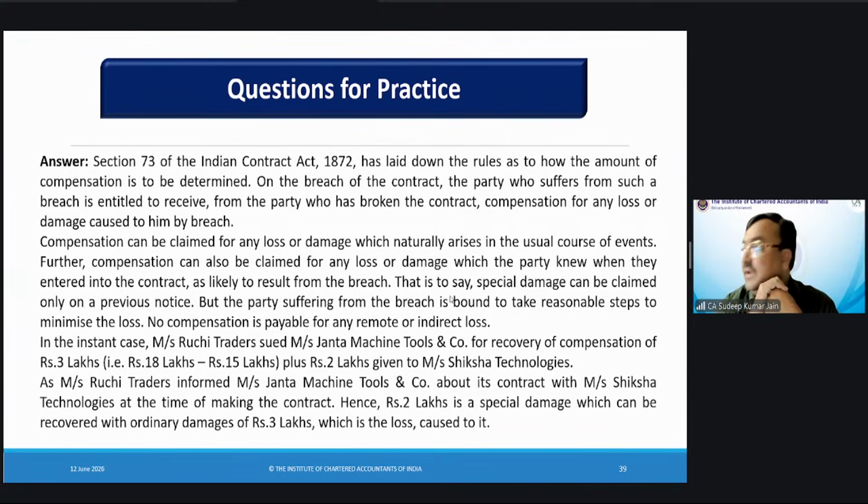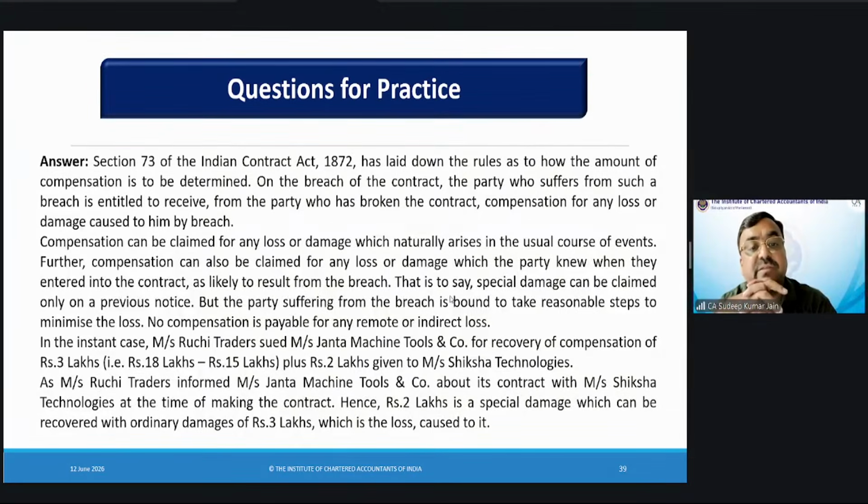Section 73 of the Indian Contract Act 1872 has laid down the rules as to how the amount of compensation is to be determined. On the breach of the contract, the party who suffers from such a breach is entitled to receive from the party who has broken the contract compensation for any loss or damage caused to him by the breach. Compensation can be claimed for any loss or damage which naturally arises in the usual course of events. Further, compensation can also be claimed for any loss or damage which the parties knew when they entered into the contract as likely to result from the breach. This is to say that special damages can be claimed only on previous notice, but the party suffering from the breach is bound to take reasonable steps to minimize the loss. No compensation is payable for any remote or indirect loss.